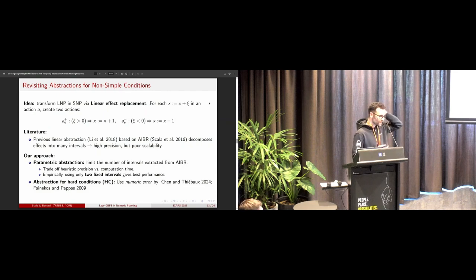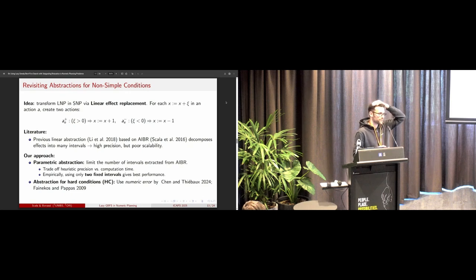So what we do is we split this effect into two actions. One for when the expression in a state is greater than 0, so this is a precondition, and this action increases the x variable by 1, and another action for when the expression is negative in a state. In this way, we obtain a problem that is SMP. And of course, we only use this for the heuristic computation.